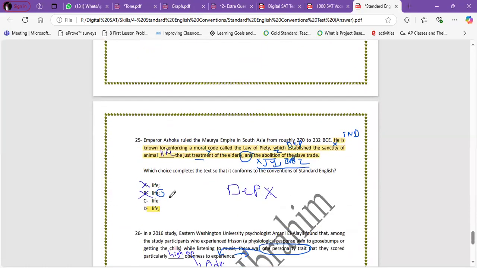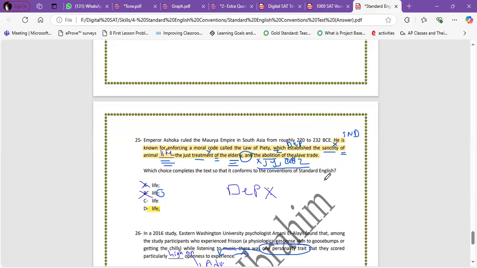25, life semicolon, life colon, life comma. Let's find. He is known for enforcing a moral code. Subject verb. Called the low pity. This independent, which, relative clause, establish the sanctity of animal life. Okay. The just treatment of elderly. Wait. I look at the same pattern. Noun, preposition, and then noun. Noun, preposition, then a noun. Noun, preposition, then a noun. So this is a list.